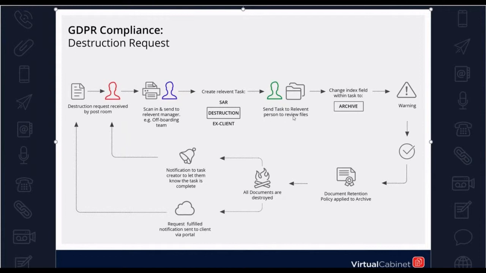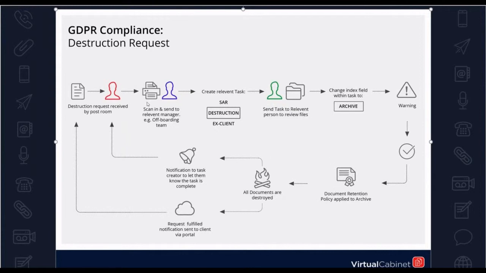So that task would be sent to the relevant person to review files. They would find all the files that they could get rid of, over 7 years old and don't hold, as an example. And they would re-index them to an archive cabinet. It would give them a warning saying, "Do you really want to do this because these documents will now be destroyed," etc. They would say yes. We'd apply the document retention policy. Those documents would be destroyed in the audit trail, etc., etc.